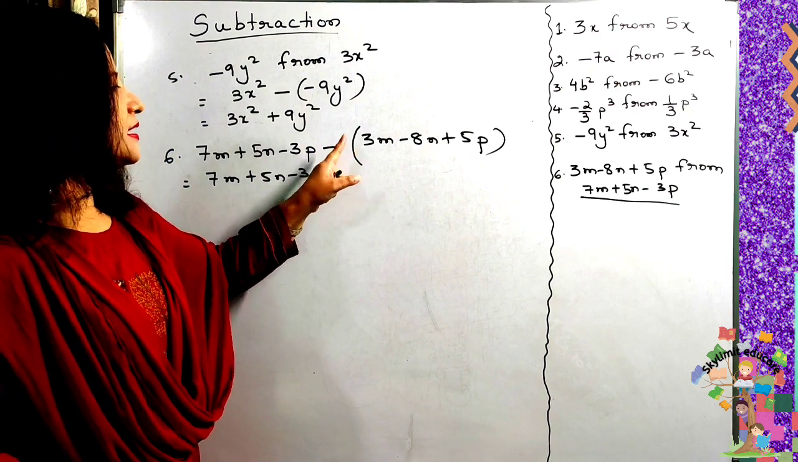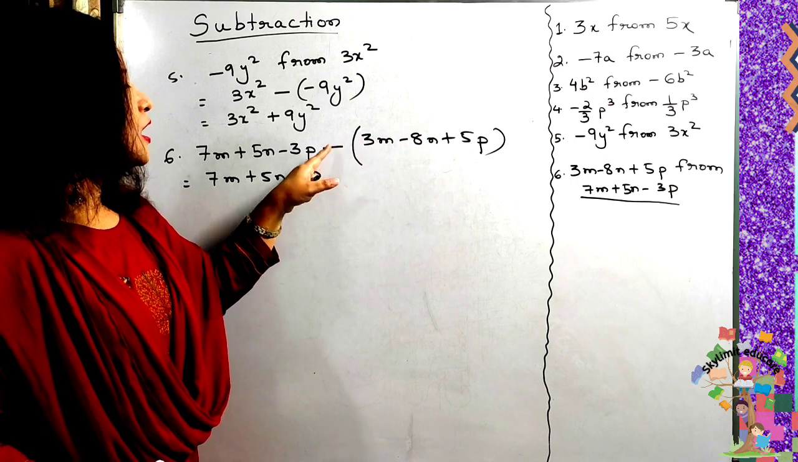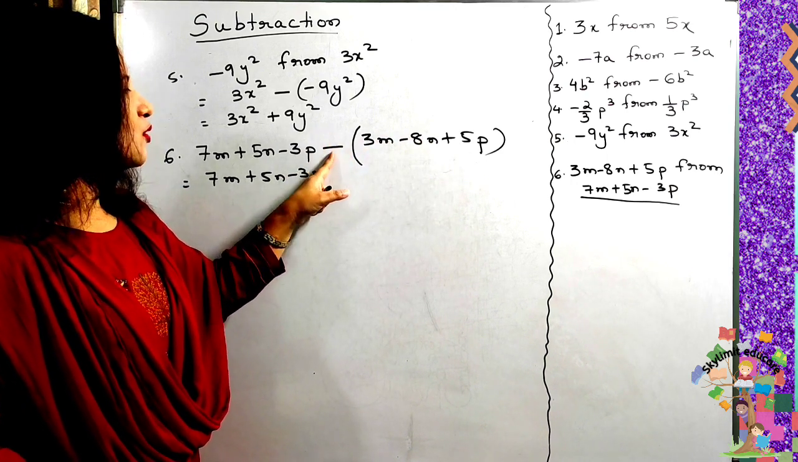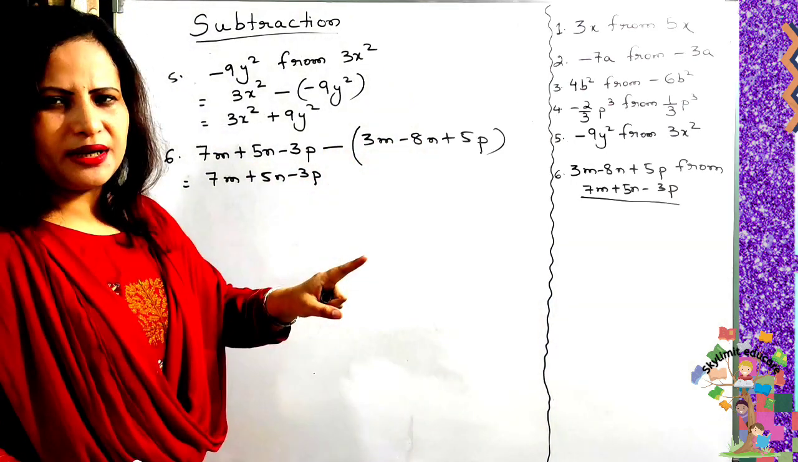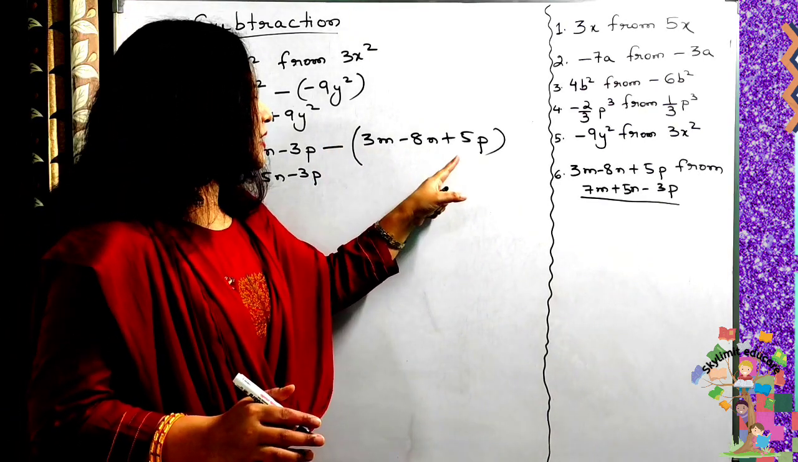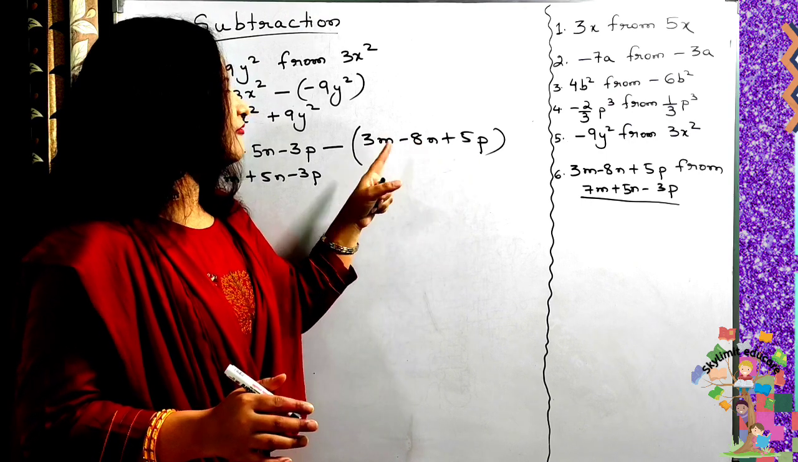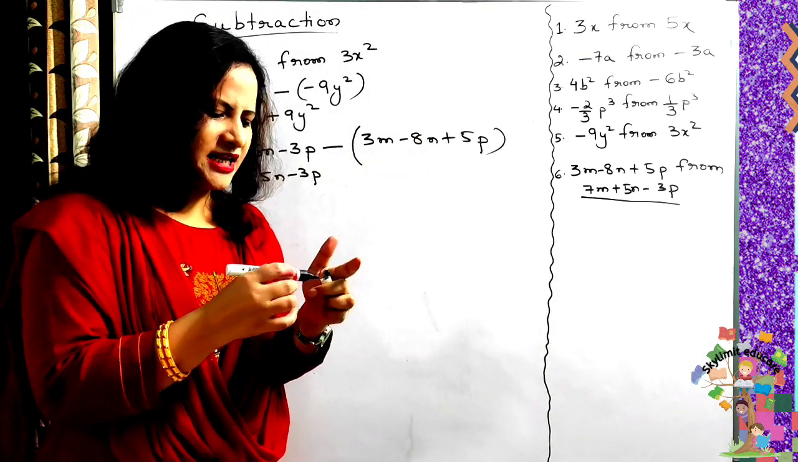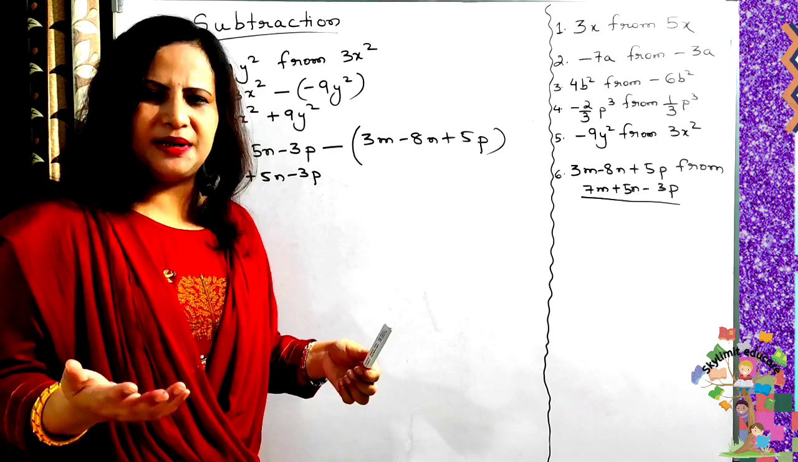Now you see, inside the bracket you are having the subtrahend. Whenever there is a minus sign outside the bracket, students, remember one thing. One shortcut way I am telling you. All the terms, now there are 3 terms inside the bracket. Every term's sign will become the opposite. That means plus will become minus, minus will become plus.